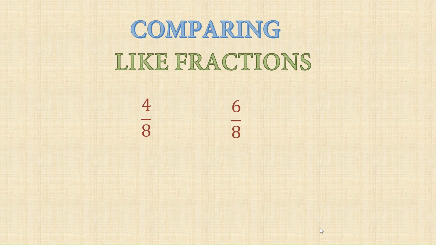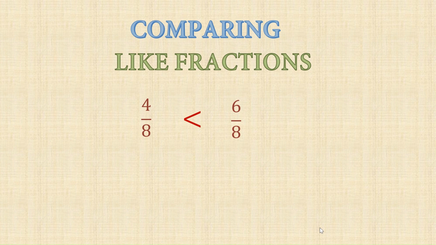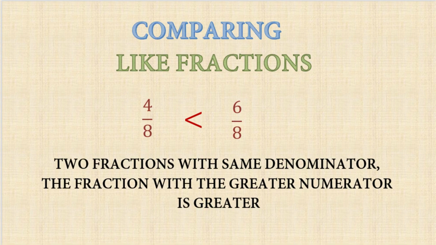Now consider two strips of paper which are of the same length and divide them into 8 equal parts. In the first one shade 4 parts and in the second one shade 6 parts. Here we can clearly see that the second one is representing more shaded portion compared to the first piece. From that we can tell that 6 upon 8 is greater. From this we can conclude that for like fractions, the fraction with the greater numerator is always greater.